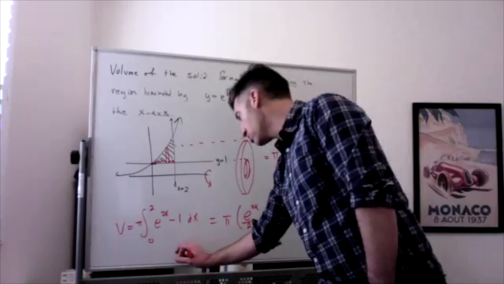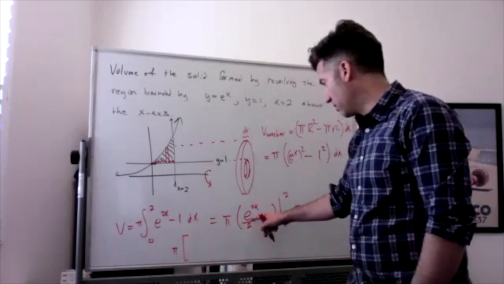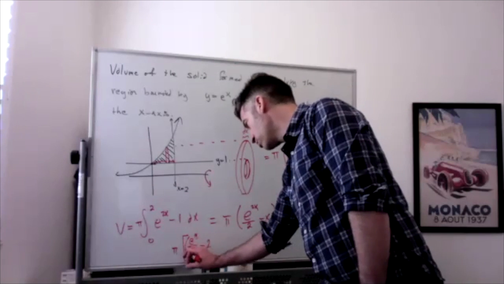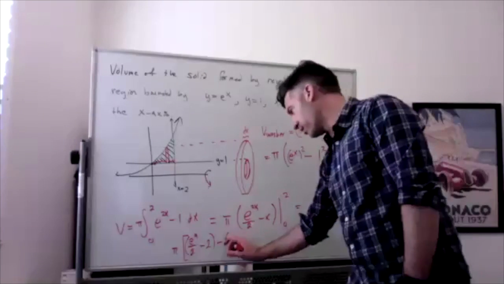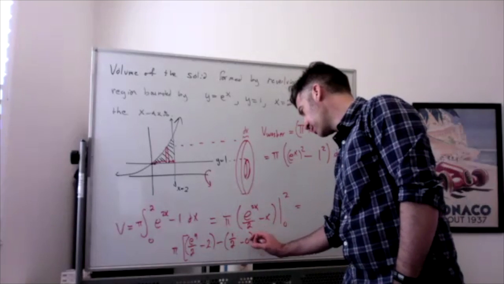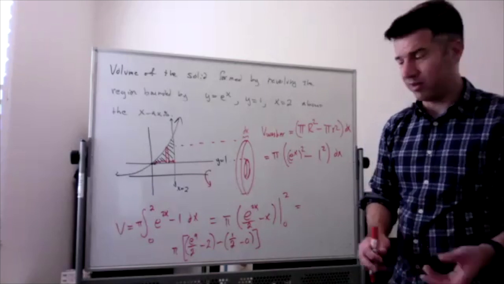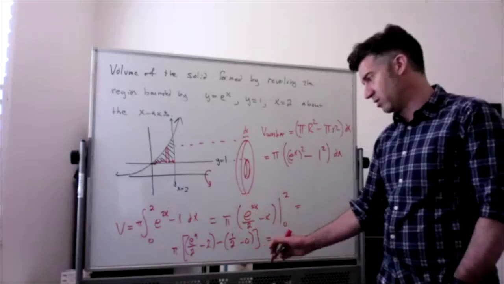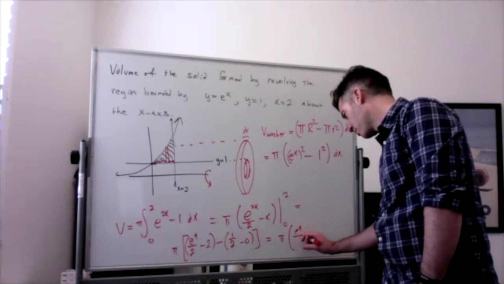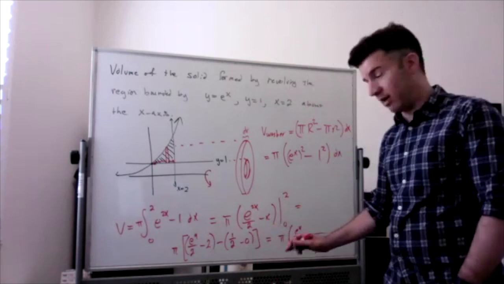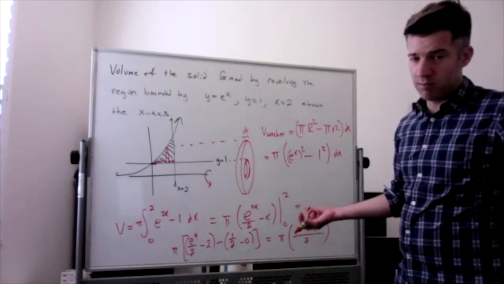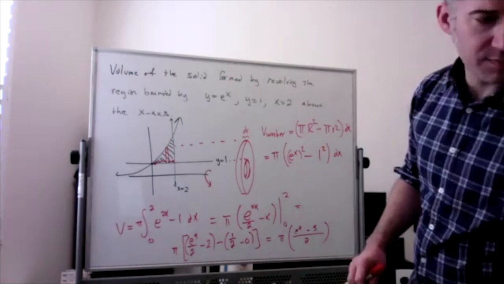So we're going to plug in 2. We're going to get pi times e to the 4 divided by 2 minus 2. And then we're going to plug in 0, and we're going to get e to the 0, which is 1 divided by 2 minus 0. We could simplify that if we wanted to. I don't think it's super important. But you can write everything as divided by 2. So you have pi times e to the 4th over 2 minus 4 over 2 minus 1 over 2, which will be minus 5 over 2. And that would be our final answer. Great, no big deal.